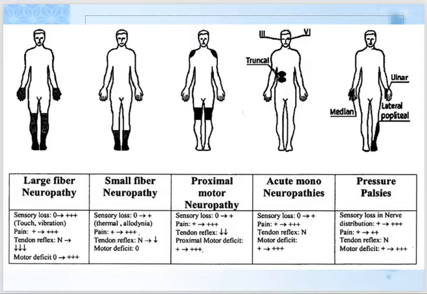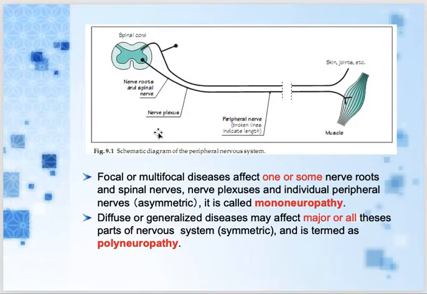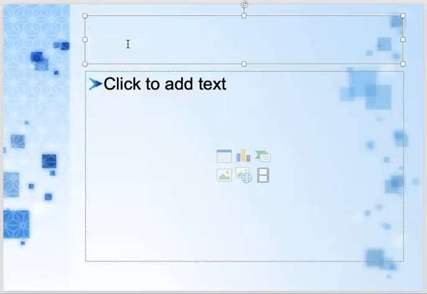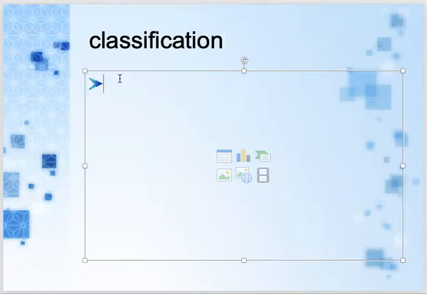But before that, they are showing you a spinal cord with a peripheral nerve and with a muscle. Focal or multifocal diseases affect one or more nerve roots and spinal nerves, nerve plexus, and individual peripheral nerves. It is called mononeuropathy. Simply, here I want to discuss a few terms to start with. So, the classification: how we classify things, and then we will discuss each thing one by one.